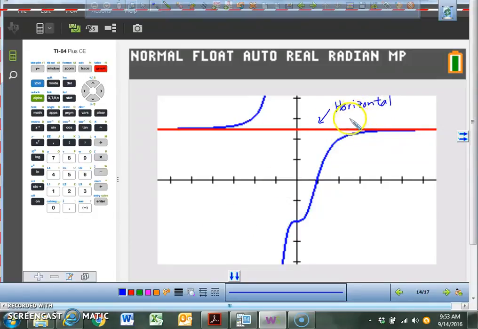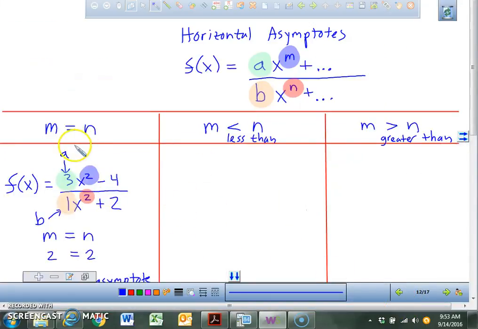Okay, all right. Horizontal asymptote is y equals 2.5. That's how you find horizontal asymptotes when m is equal to n. So what happens when your m value is less than your n value? Your horizontal asymptote will be at y equals 0. Anytime your m value is less than your n value, that's what it's going to be. If your m value is greater than your n value, here's your answer: none. You're not going to have a horizontal asymptote.